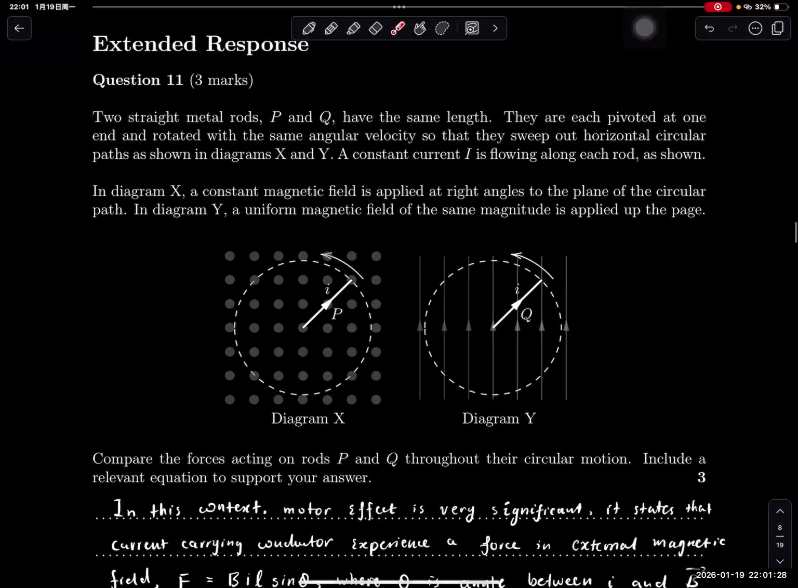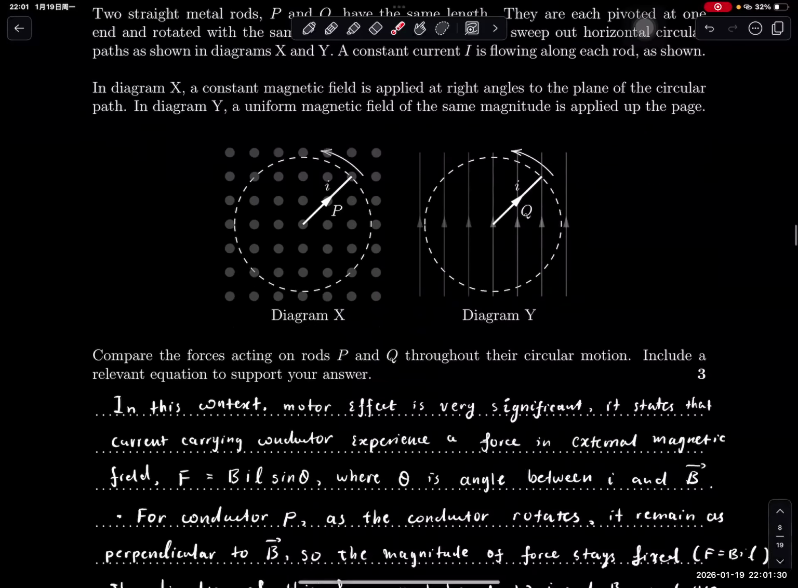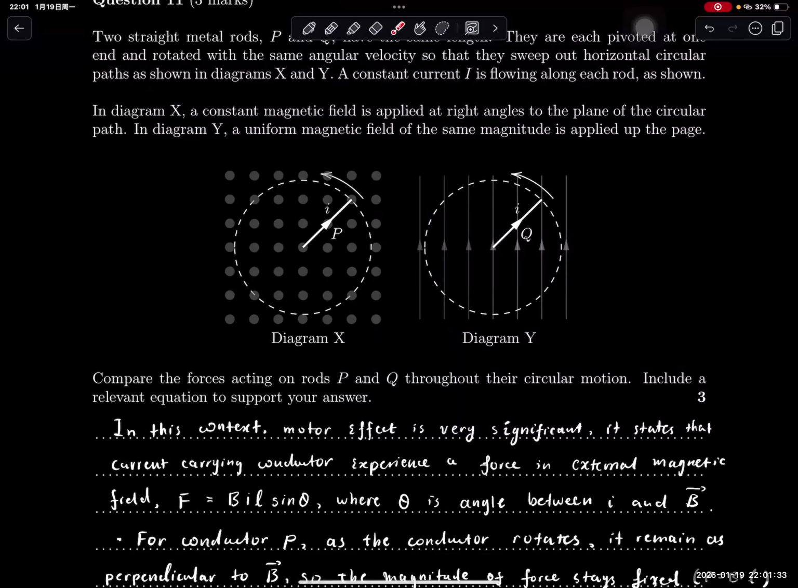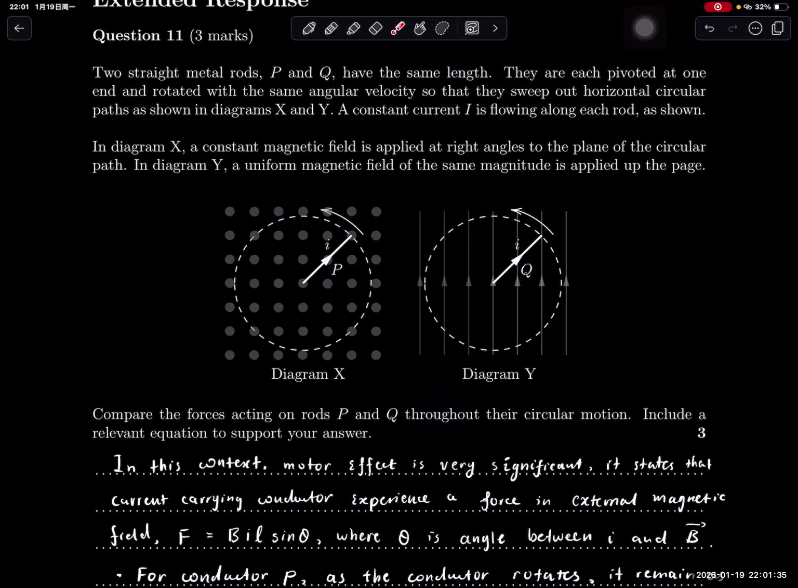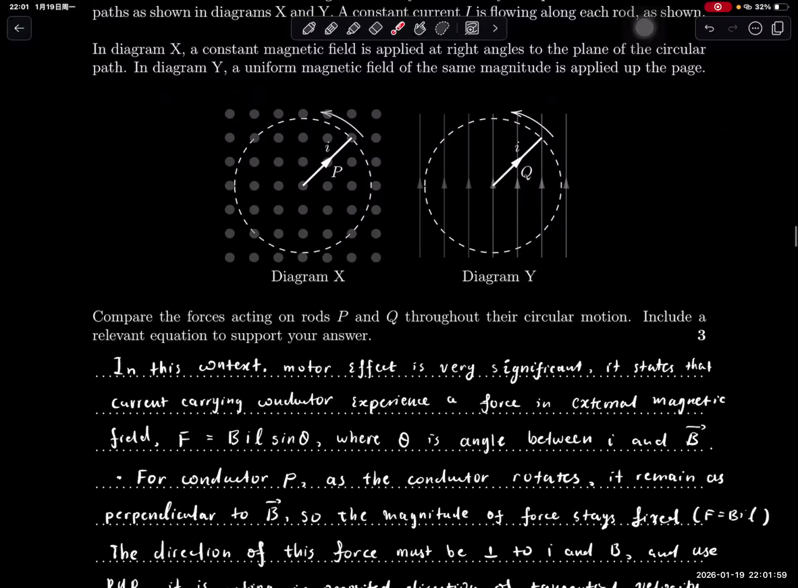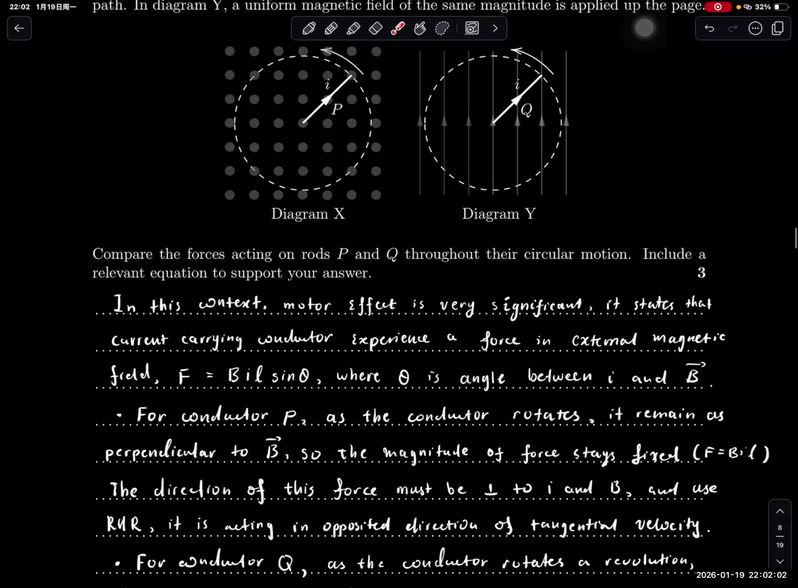Continue on with the extended response. Question 11. This one's pretty involved. It's a comparison question, I think. We have two straight metal rods, P and Q. They have the same length. They are placed in two different types of magnetic field, a field that's going out of the page, and a field that's going directly upward, and they carry the same current. Compare the forces acting on the two rods P and Q throughout their circular motion. They also spin around. Include a relevant equation and support your answer.